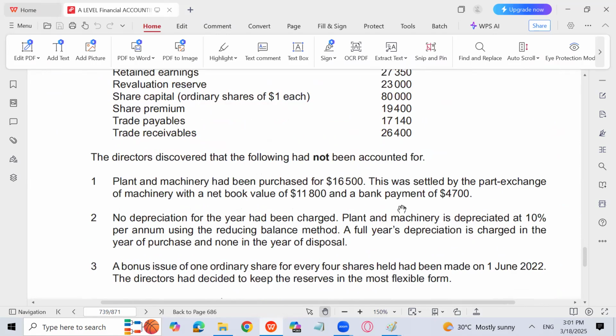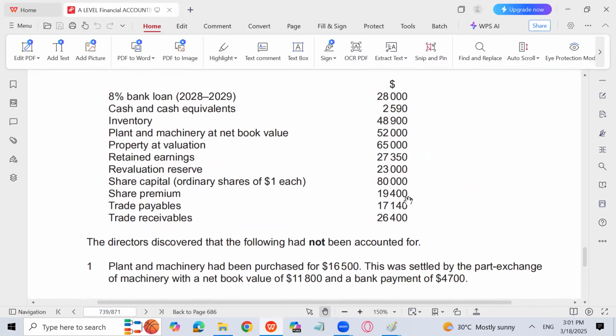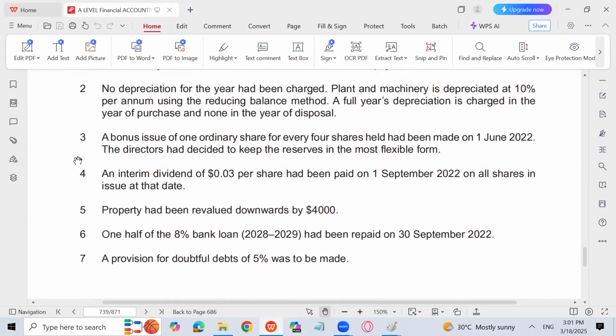What is the entry for the bonus shares? Always remember that the entry for the bonus share is going to be taken out from the share premium first, and then the remaining amount will be taken from the retained earnings. Share premium debit, retained earnings debit, and share capital credit. Revaluation reserve will not be used for the issuance of bonus shares.